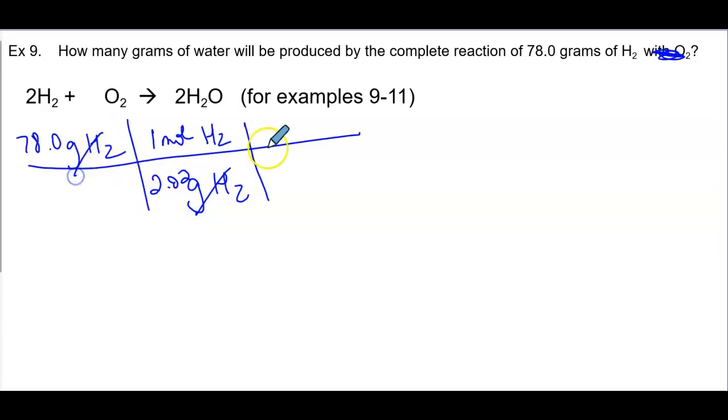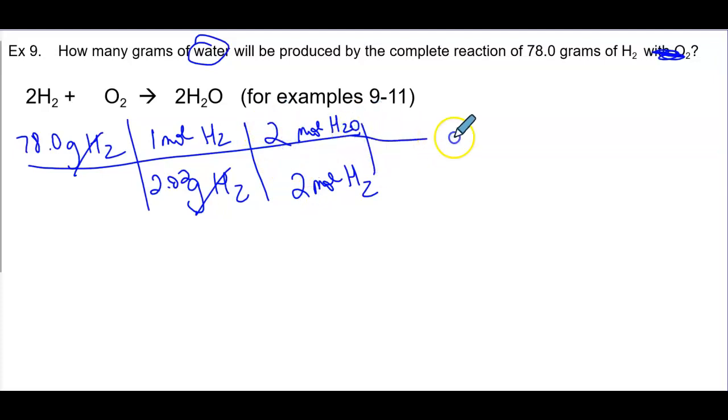So grams of H2 cancel, and I have moles on top. Now I can mole shuffle. I know I'm going to have moles of H2 here. Where I'm going goes on top. Chemically, I'm going to water. So moles of H2O will go on top. So I have 2 moles of H2 here and 2 moles of H2O. Where do I get those numbers? From my balanced equation. Remember that where I'm going goes on top. We were going to water.